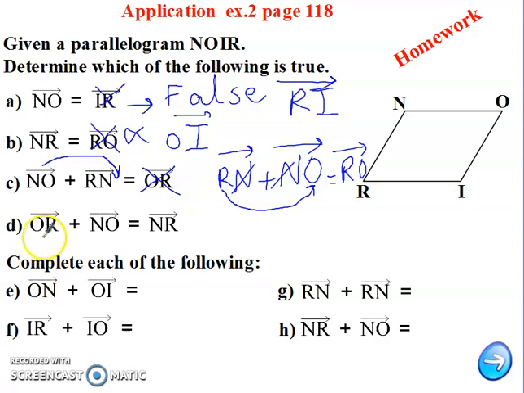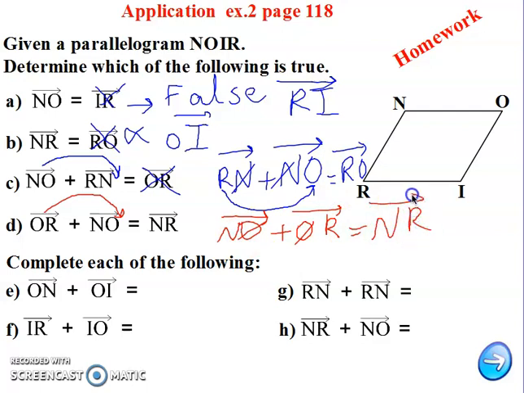The last one, OR plus NO. Same story, we need to swap them. So we have NO plus OR. Using Chasles's rule we will get vector NR. The same answer, so it is true.